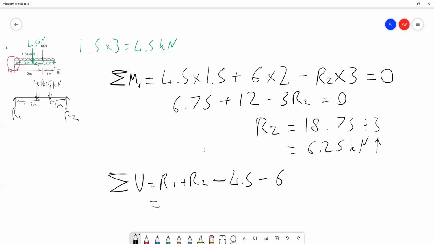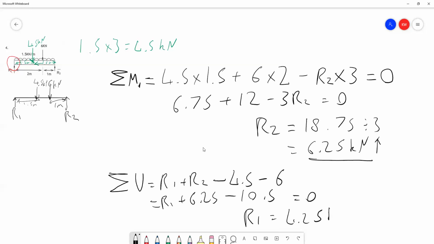We can put into this equation our value for R2, which we've just worked out. So we've got R1 plus 6.25 minus 10.5. And we know this is equal to 0 because, again, there's no movement in this structure, so the sum of all the vertical forces must be 0. And that leaves us with R1 is equal to 4.25 kilonewtons acting up the way.